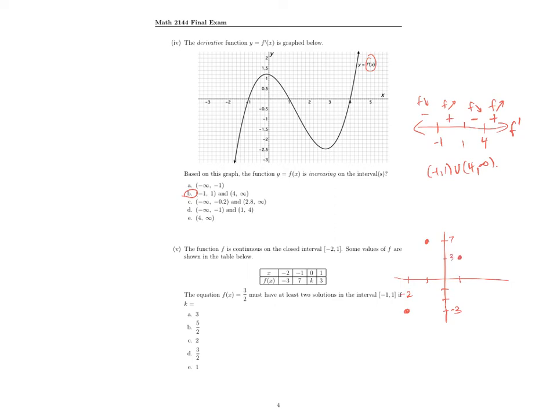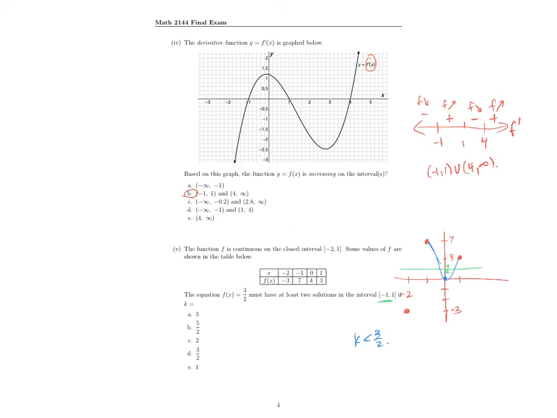Okay, good. And so what I want is the equation f of x equals 3 halves. So 3 halves is here. This is 3 halves. And so I want f of x equals 3 halves to have two solutions on the interval from -1 to 1. And so for that to have two solutions, that means it needs to drop down below there and then drop back up, right? So k needs to be any value less than 3 halves. So k must be less than 3 halves.